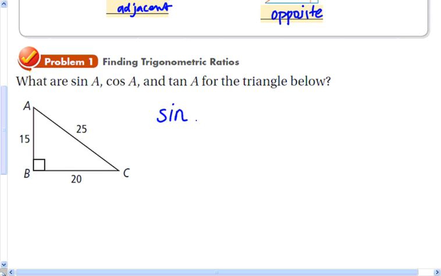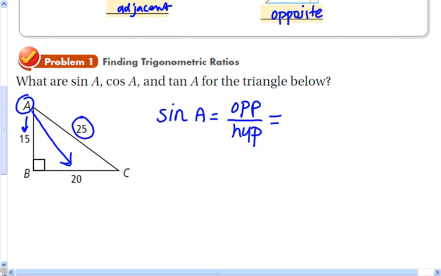If we're looking for the sine of A, we're looking for the side opposite over the hypotenuse. Now, the hypotenuse is obvious. And the side opposite angle A, so here's our angle. The one next to that would be this 15, that's the adjacent. The one across is the opposite. So we're going to do 20 over 25, and then just simplify that to 4/5.